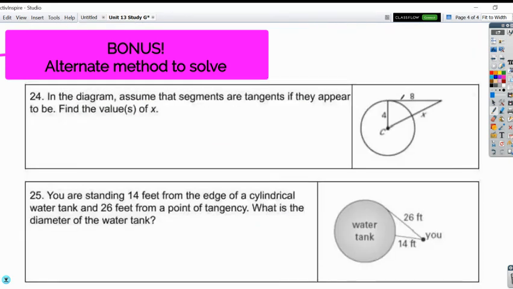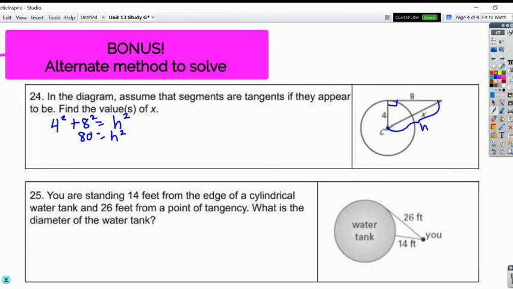So, an alternate method that you might think about working with this problem is again going back to that idea about the right triangle. And so I know that my leg squared plus my leg squared has to equal the hypotenuse squared. So, what if I just label my hypotenuse as h squared? So, we can still do the 4 squared plus the 8 squared. That's going to give me 80 is equal to h squared.